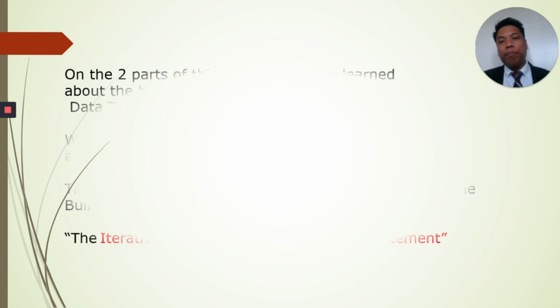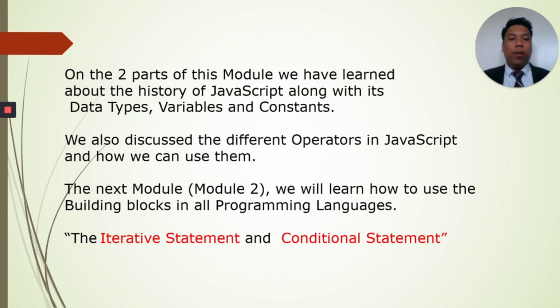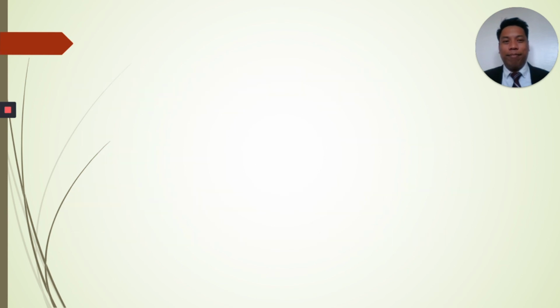Now, in part 2 of this module, we have learned about the history of JavaScript along with its data types, variables, and constants. We also discussed different operators in JavaScript and how we can use them. In the next module, which is module 2, we will learn how to use the building blocks in all programming languages, the iterative statement and the conditional statement.